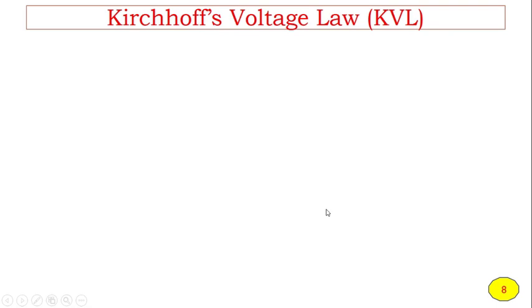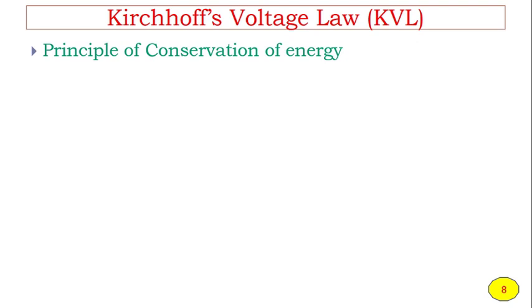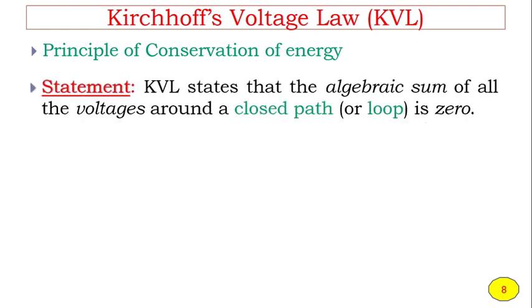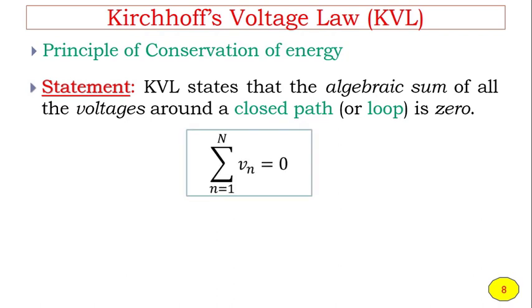Let's discuss Kirchhoff's voltage law, that is KVL. This law is based on the conservation of energy. According to KVL, the algebraic sum of all the voltages around a closed path is 0. That is, sum of Vn is equal to 0. Here, n is the number of voltages in a loop. You can also say that n is the total number of branches in the loop.